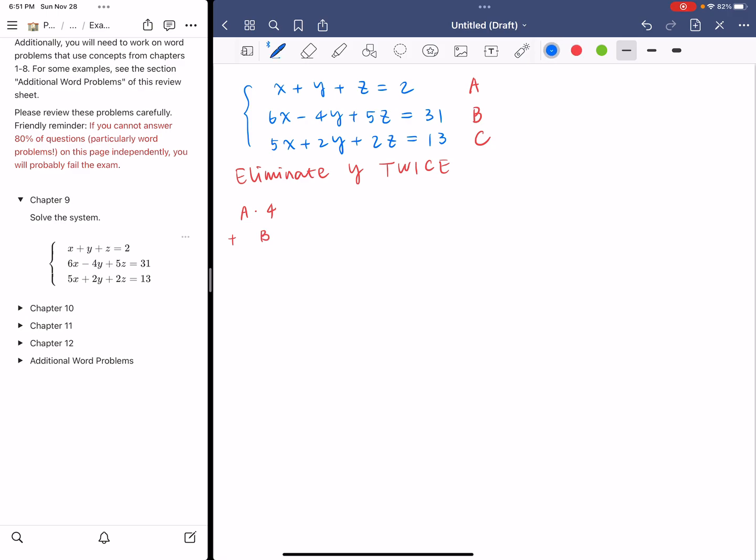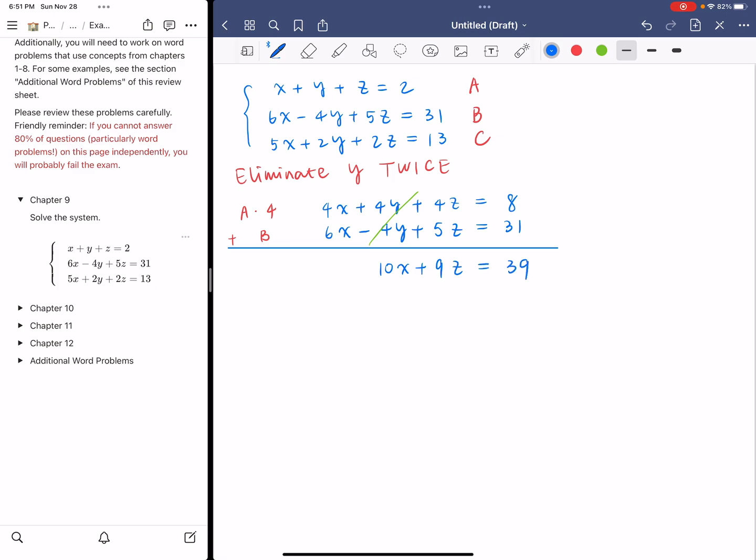Equation A times 4, that gives us 4x plus 4y plus 4z equals 8. Make sure you multiply every single term in that equation by 4. Equation B, we're not changing anything. You just copy it. 6x minus 4y plus 5z equals 31. And now we are ready to add. When we add, as expected, y cancels out. We have 10x plus 9z equals 39. Let's name this equation D.